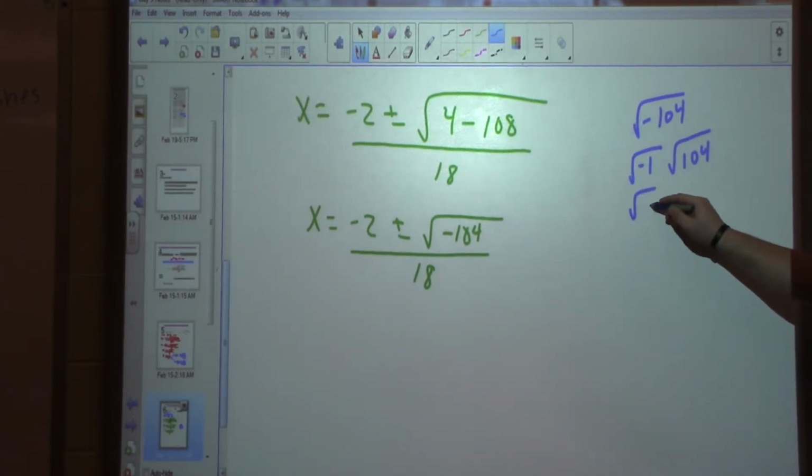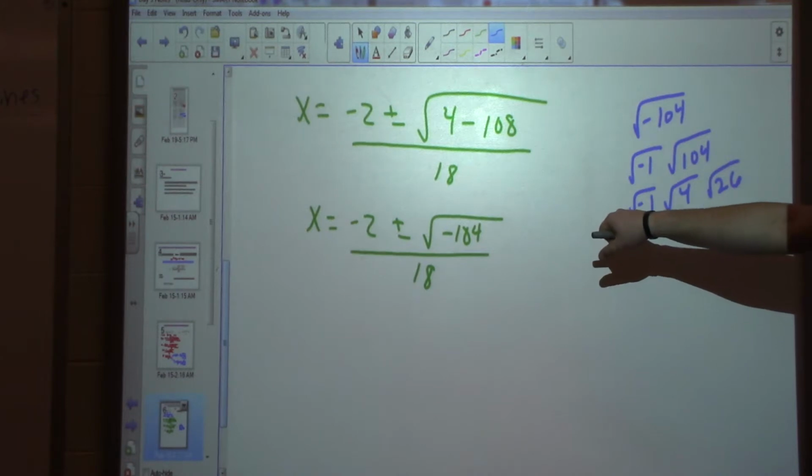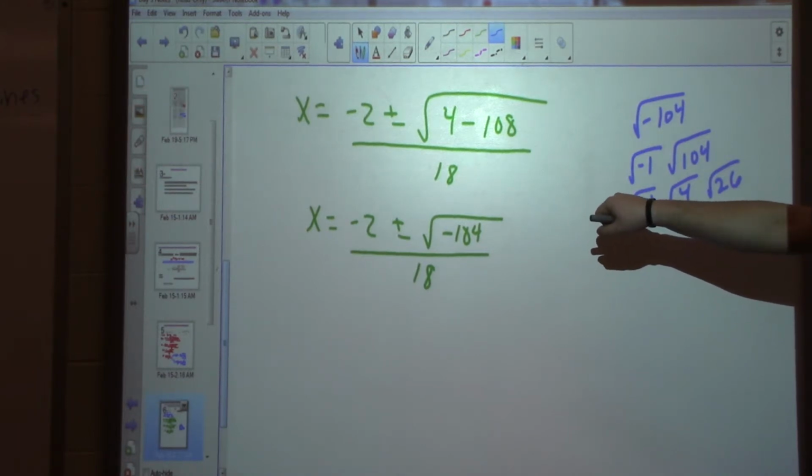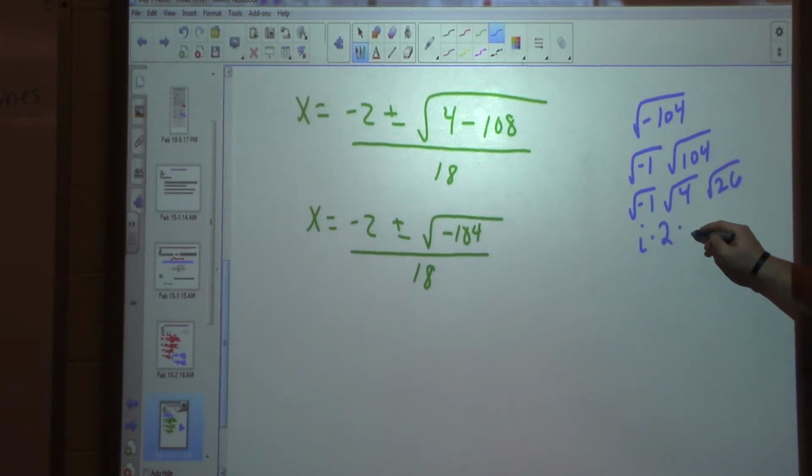Alright, so square root of negative 1 times square root of 4 times square root of 26. What's the square root of negative 1? Yeah, it's just i. And the square root of 4 is 2. So i times 2 times square root of 26, otherwise known as 2i square root of 26. Right?